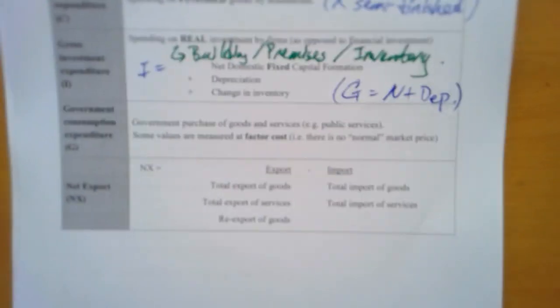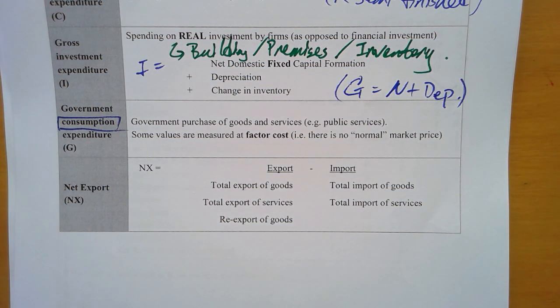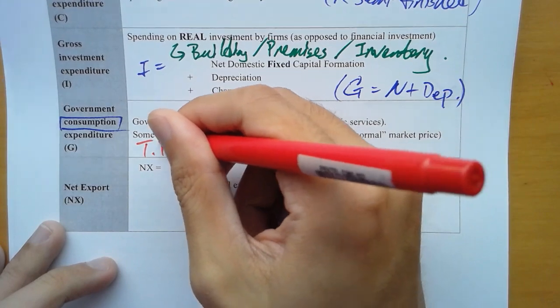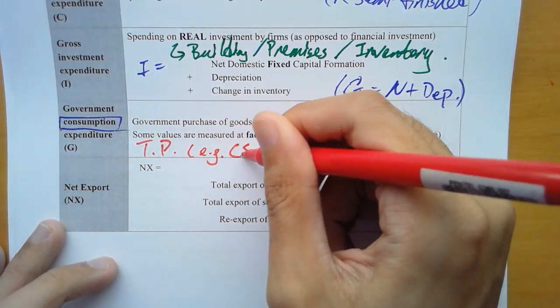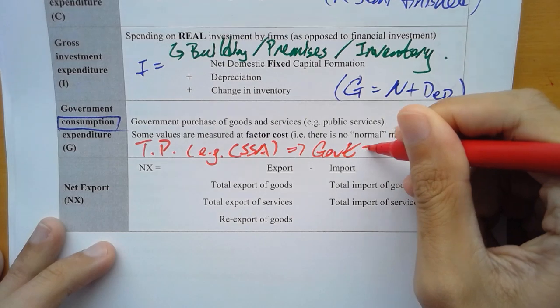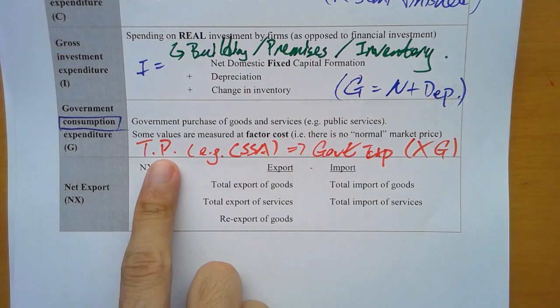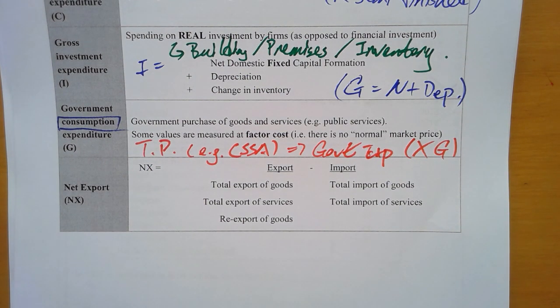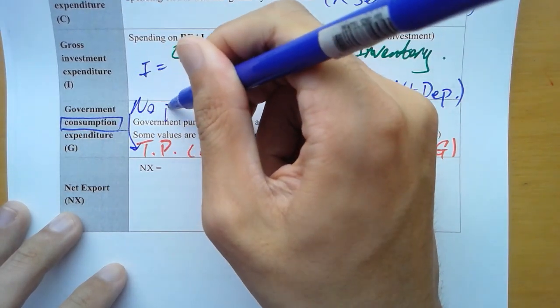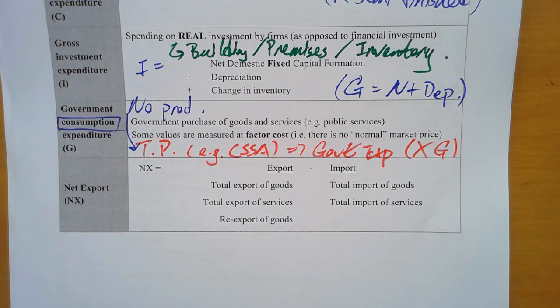Government consumption expenditure. I need to remind you, it is called government consumption expenditure, not government expenditure. Why do we not call it government expenditure? Immediately you remember transfer payment, for example, CSSA, is also a government expenditure. The government gives money, but it is not a government consumption expenditure. Transfer payment does not involve any production. Therefore, it is not G. It is only government expenditure, but not government consumption expenditure.